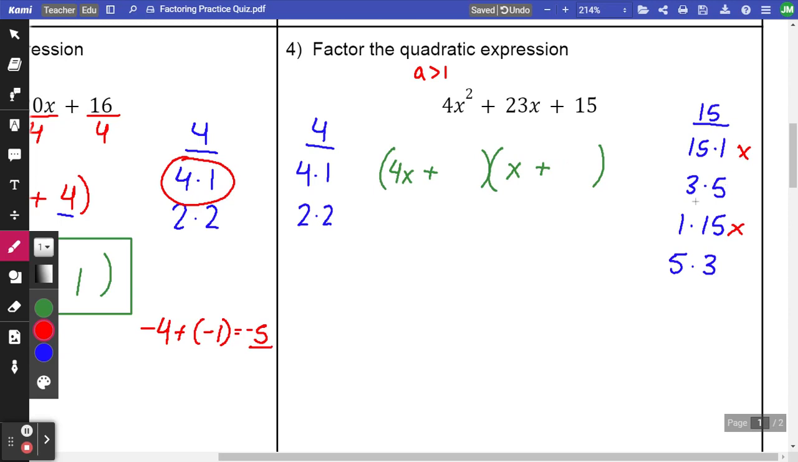Alright, moving on to the second set of factors, we have 3 and 5. And multiplying the outsides, you get 4x times 5 is 20x, and 3 times x is 3x, and these add up to 23x, which is what we want. So this time I got lucky. Right, these end up matching. So my answer is 4x plus 3 times x plus 5.